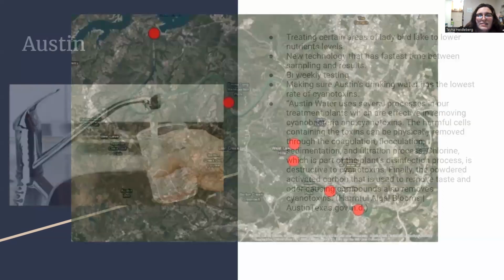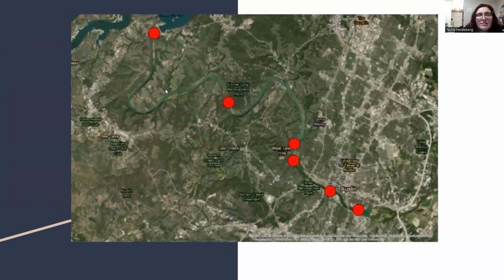And then this is a picture of the treatment places that I talked about in the lake, and the red dots are all the places.